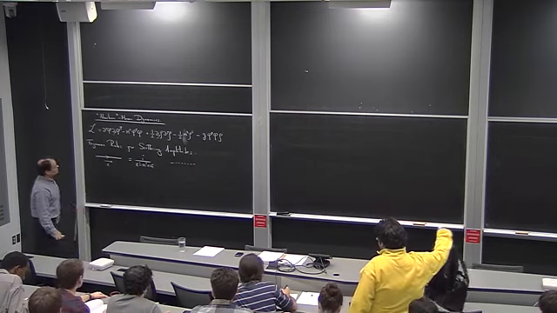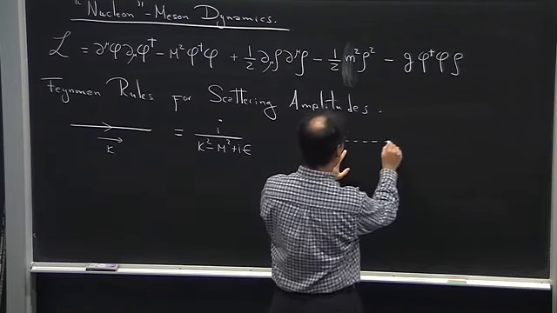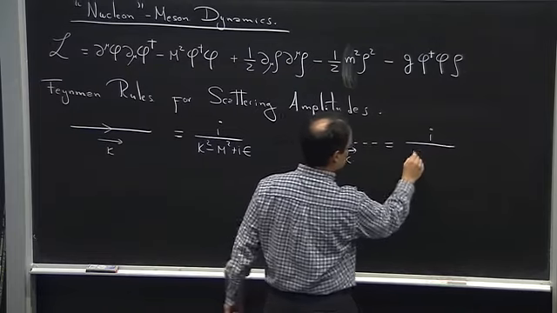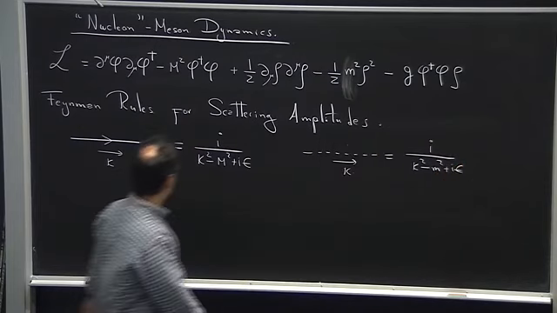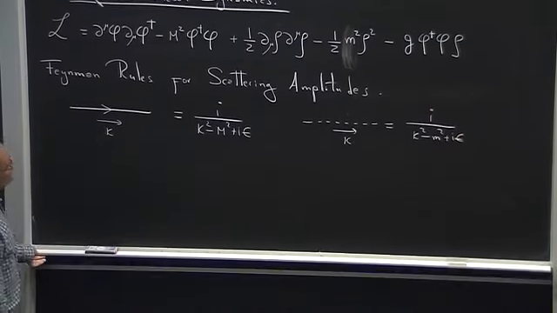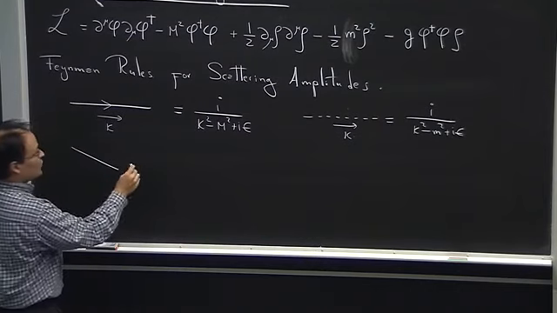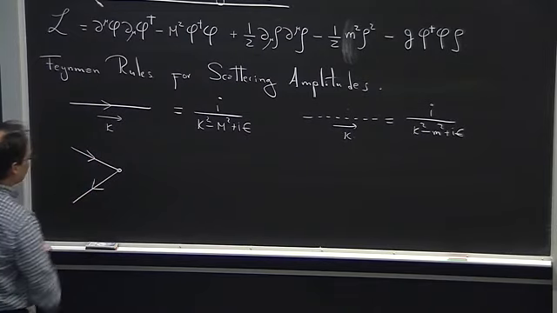Okay. Now we will also have another kind of particle. So this is the rho meson. And we will have, again, some momentum k, and k squared minus m squared plus i epsilon. There is an interaction vertex. Now the interaction vertex is something of this form.